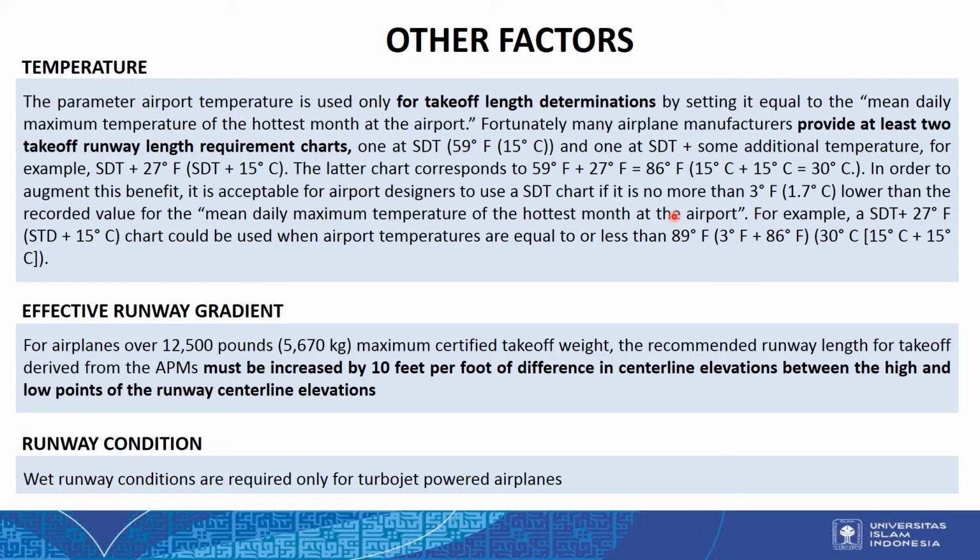And the second one is effective runway gradients. The runway length for takeoff must be increased by 10 feet per foot of difference in centerline elevations between the high and the low points of the runway centerline elevations. And for the runway condition, the wet runway conditions are required only for turbojet powered airplanes.